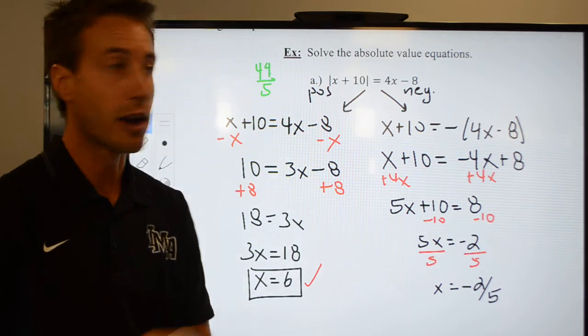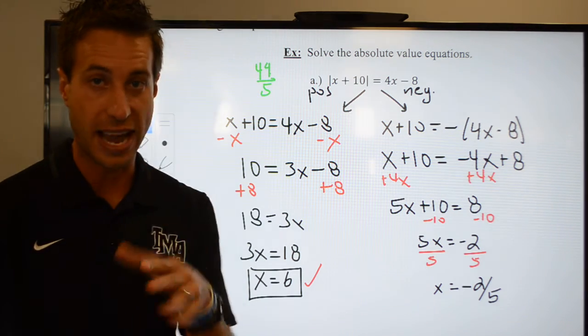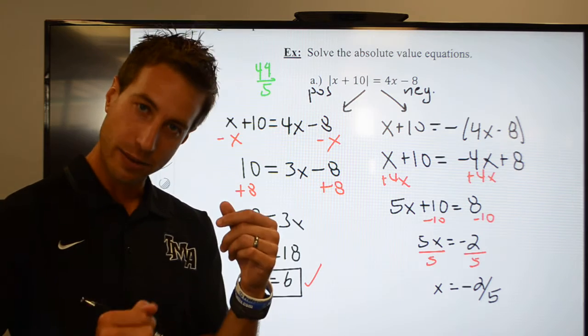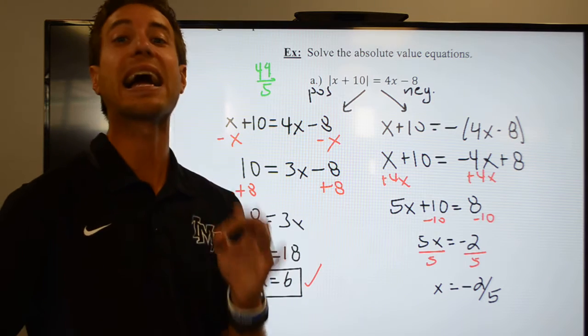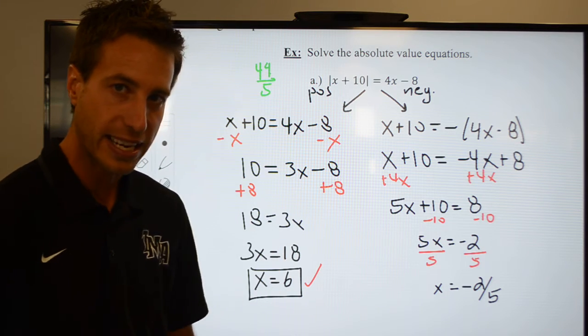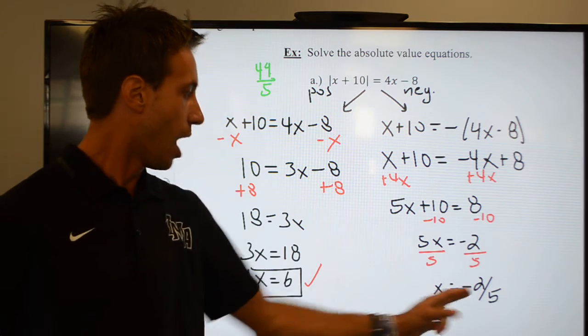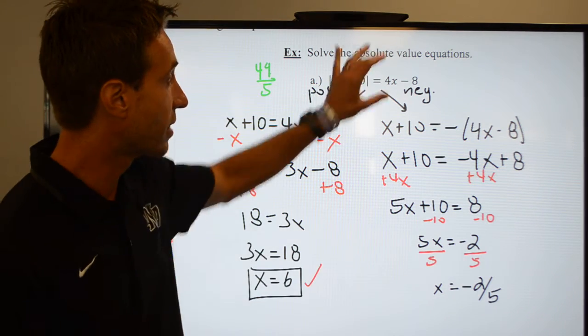Great mental math there, adding those fractions in your head. Hopefully that worked out for you. If not, go ahead and jot it down, make a little note, but practice the mental math. It's a great way to save time. Negative 2/5, plug that in for x.